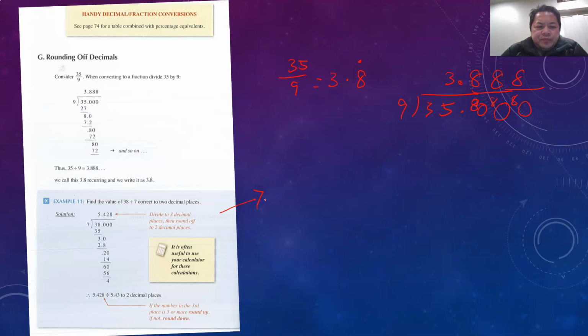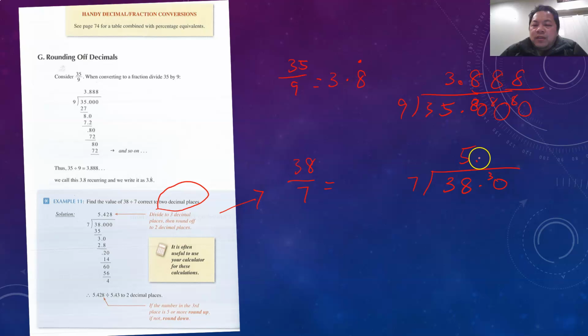Okay, looking at the next one. What about 38 divided by 7 now? When I have 38 divided by 7, they say you've got to round off to 2 decimal places. Do pay attention, guys. Whenever you need to correct to 2 decimal places, your working must stop at the 3rd decimal place. Because if you don't, it's quite difficult for you to determine what is the correct answer, isn't it? Where to stop.